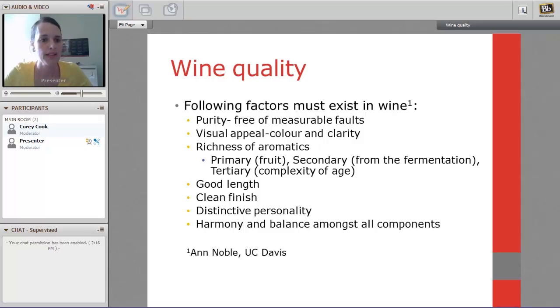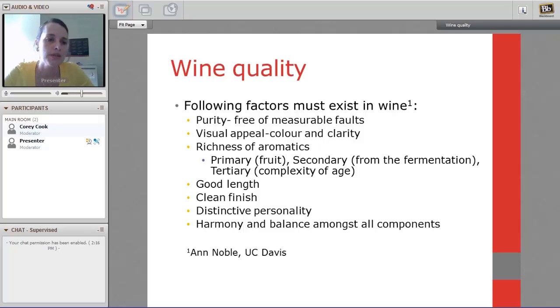It has rich aromatics, meaning it has nice aromas. There's a primary aroma that comes just from the fruit, secondary aromas that come through the fermentation, so as you're making the wine, and then finally tertiary aromas that come through aging. So complexity comes through aging in the bottle. It has a good length, a clean finish. It has a distinctive personality, meaning that this is a wine you'll remember. It's a wine you would suggest to someone else.